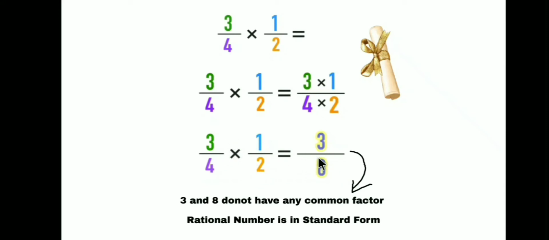You can also see that the numerator and denominator do not have any common factors between them. There are no common factors between 3 and 8. So the product obtained is in standard form or in its lowest form.